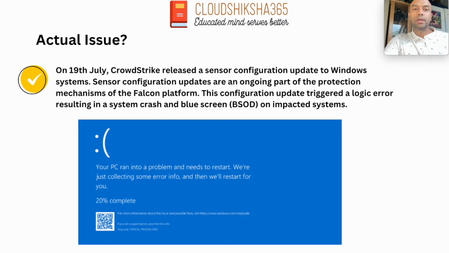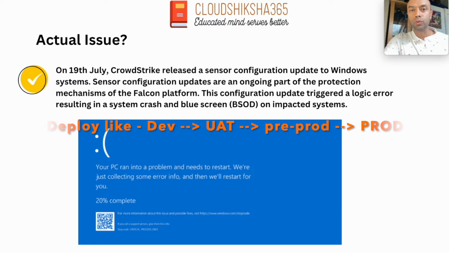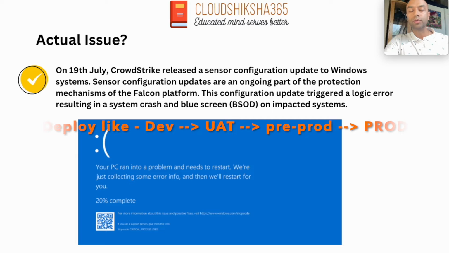So now, what exactly happened? What was the issue? On 19th July, early morning, CrowdStrike released a sensor configuration. It was a kind of bug fix. Usually in the software life cycle, there are always some bugs reported, and from time to time, development teams build bug fixes, and then we deploy those across different environments. Usually that deployment process starts from development, then goes to a sandbox environment, then to a UAT environment, and then finally to the production environment.